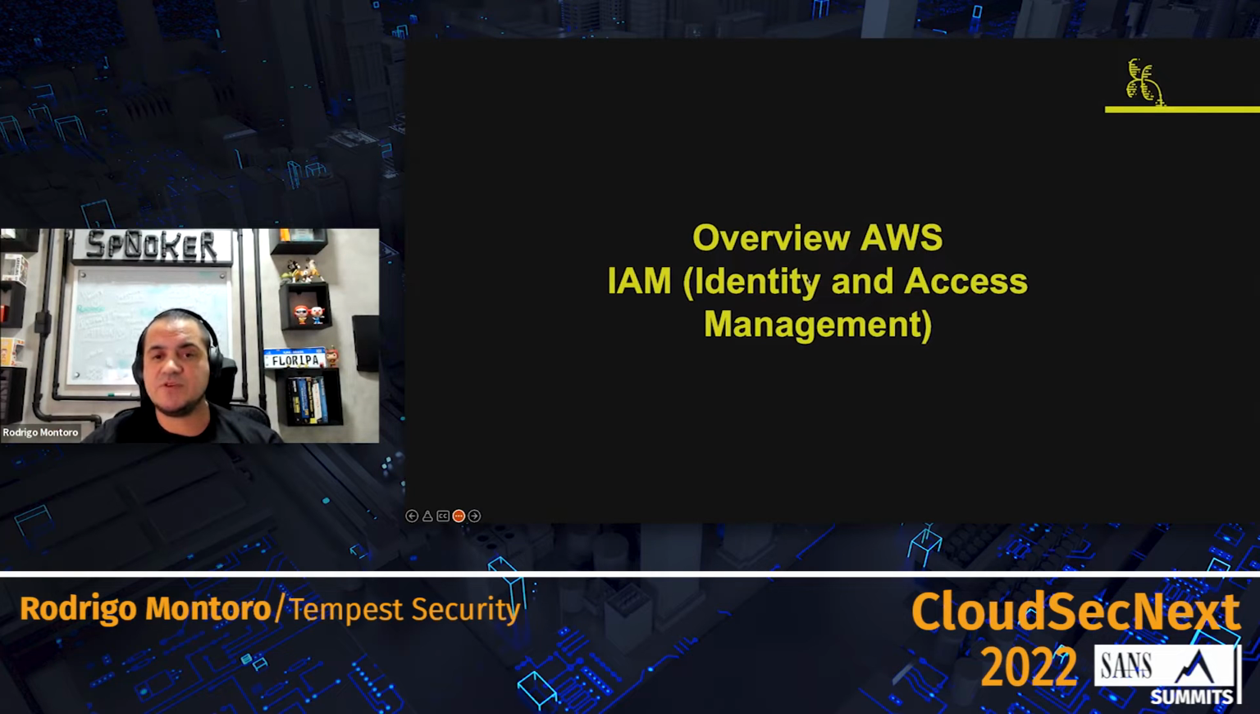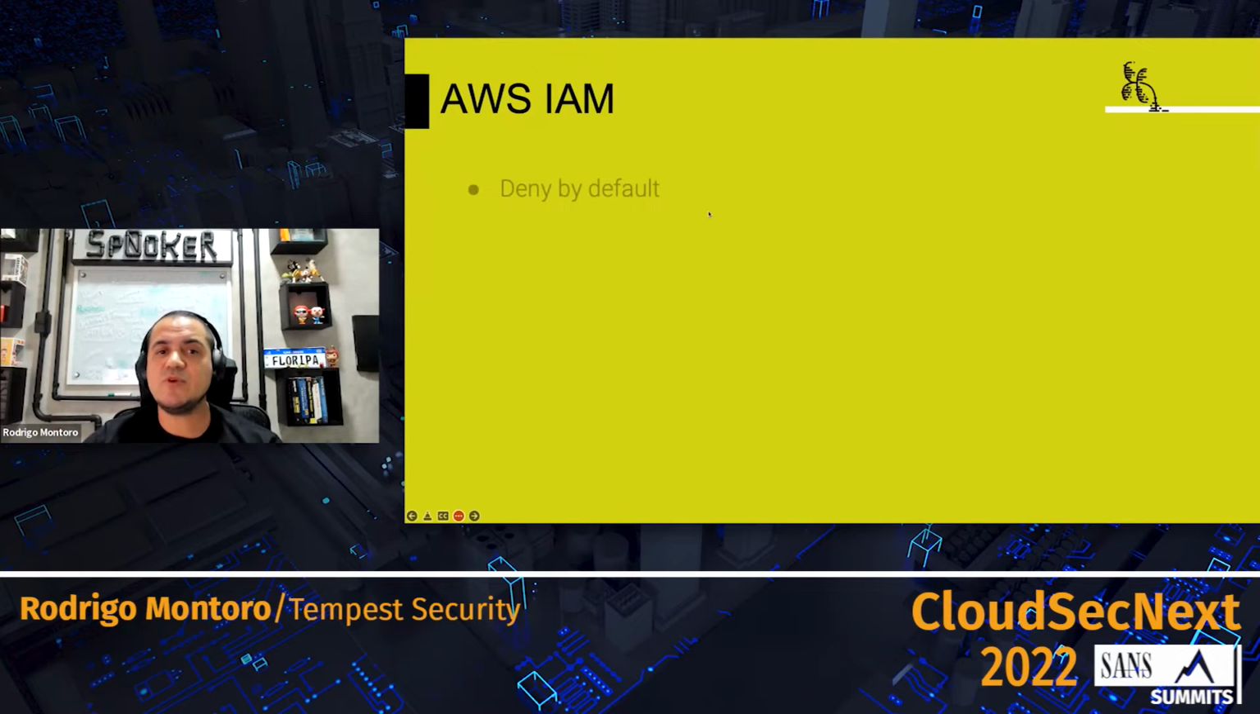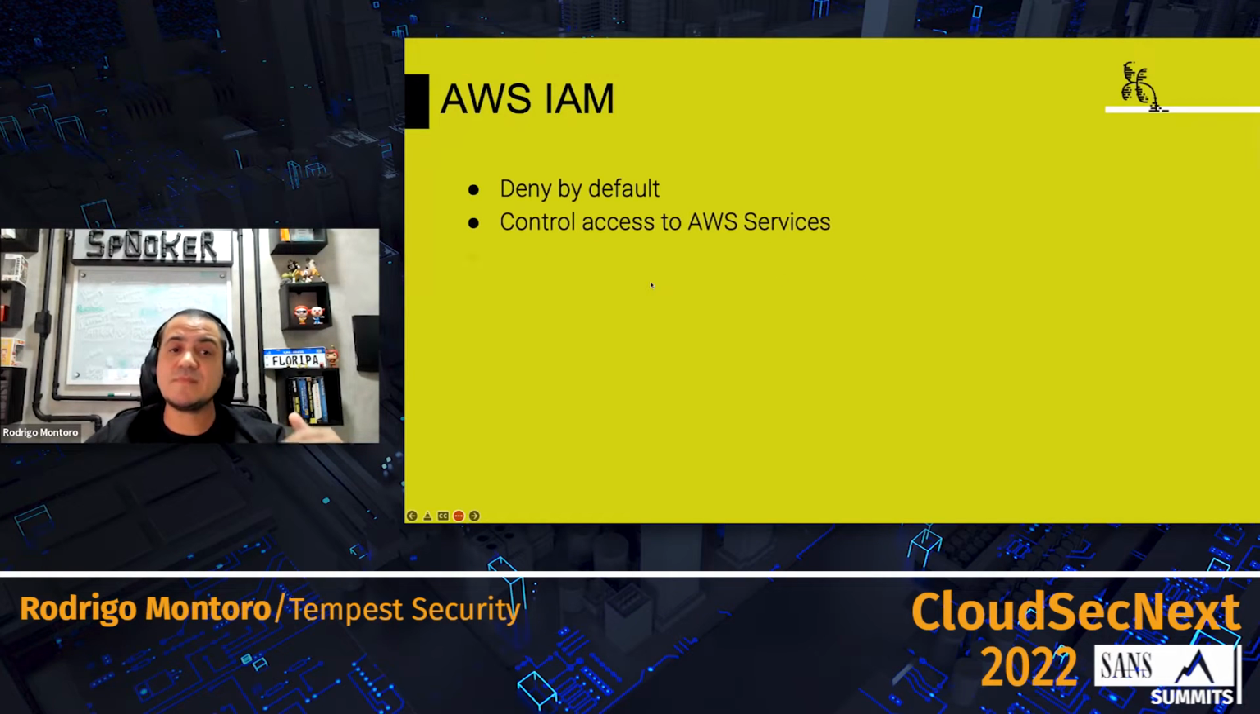So, a brief overview about Identity and Access Management in AWS. I'm considering the basics, like IAM users and the default keys. When you create a user, everything is denied by default. You need to attach a policy, and those policies have the permissions that control access to the service. And it has a JSON format.